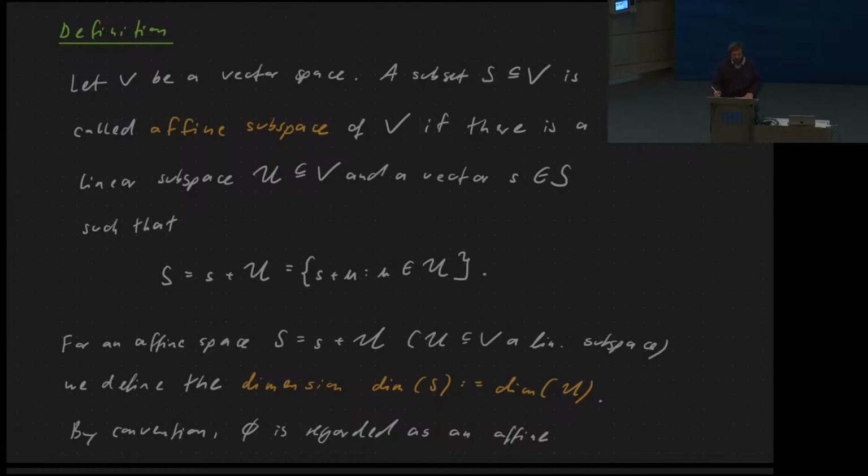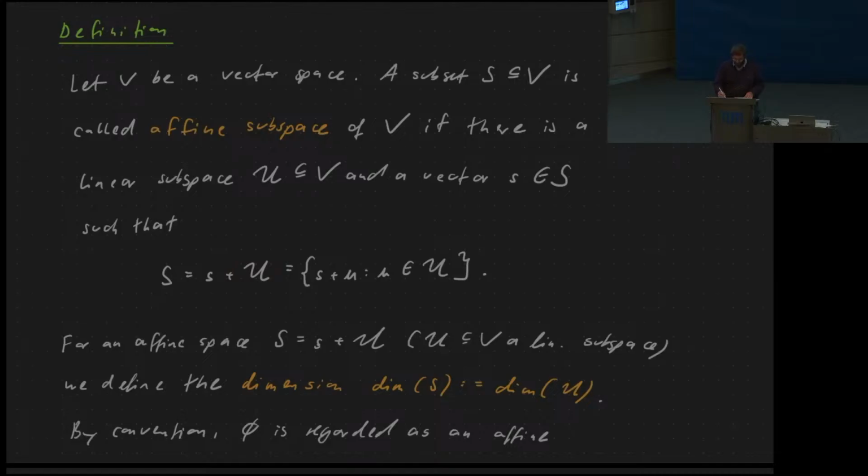So here's the formal definition. We have a vector space, we call that V. And we call a subset of that vector space an affine space if it resembles a linear subspace plus some translation. Right? So if there is a linear subspace U such that our subset S can be written in this form, s plus U, where s is a constant vector contained in capital S, and U is some linear subspace.